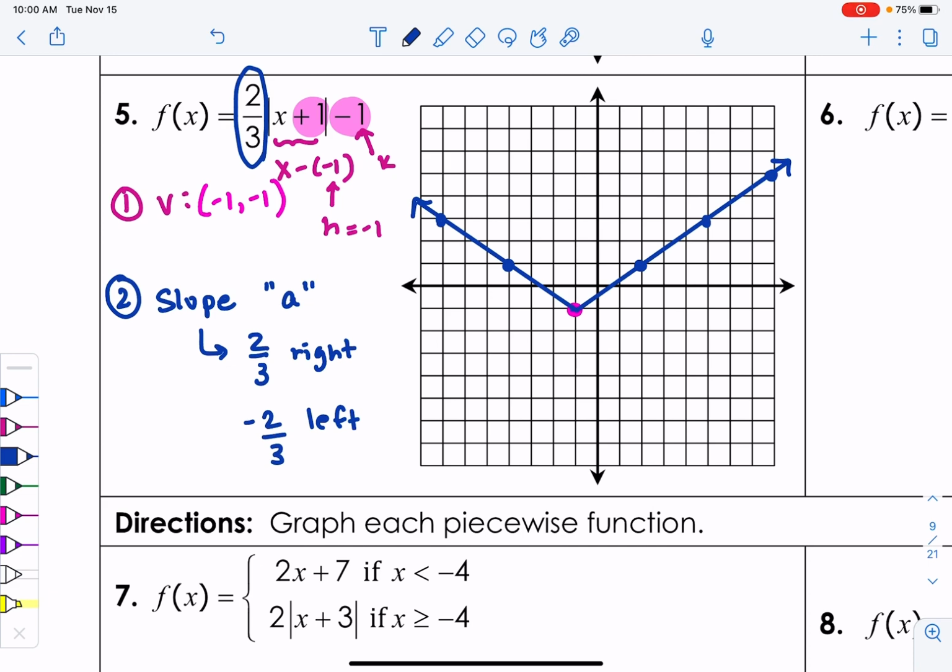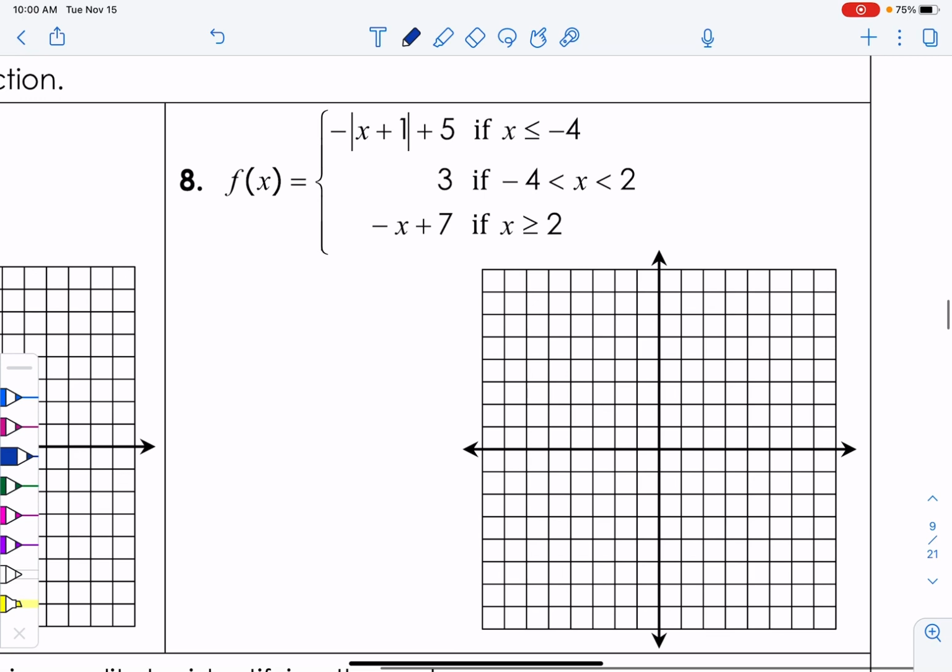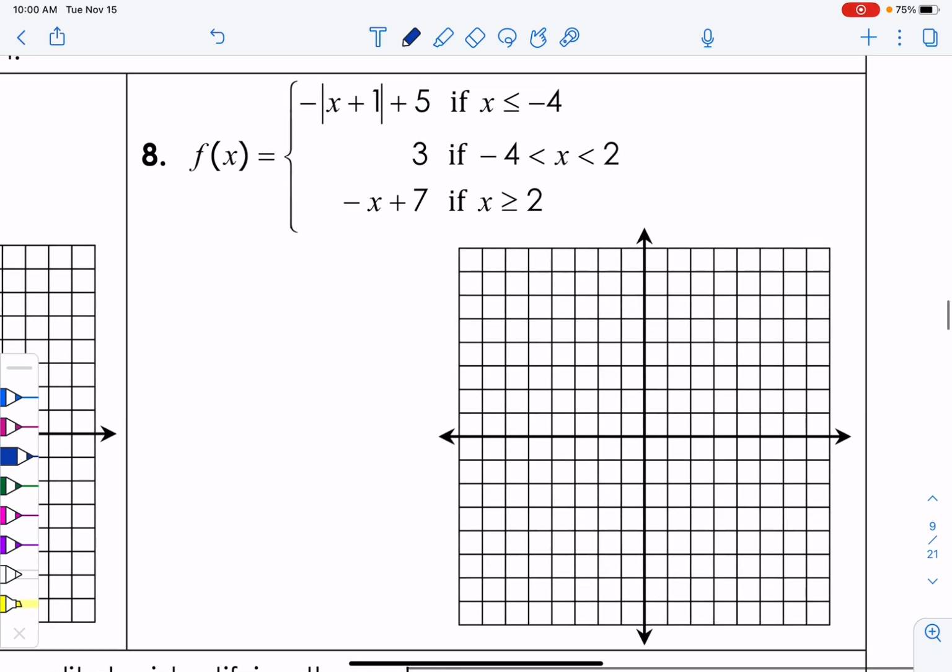Number 8, we're going to do as well. Number 8, graphing a piecewise function. The first piece we have is an absolute value. So let's identify the vertex. What's going to be our h value? Remember, this is going to be a minus a negative 1. X value, negative 1. And then the y value is going to be at a positive 5.